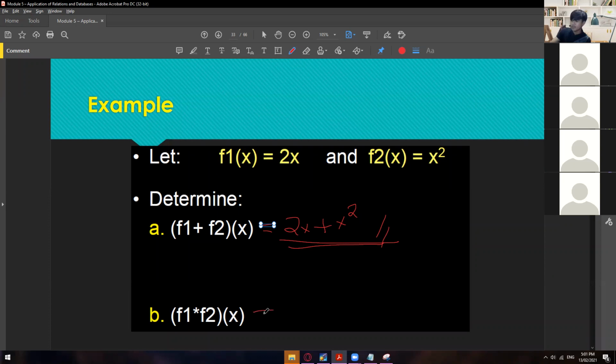Moving on to the next one, we have here f1 times f2. So 2x times, what is your f2? x squared. So times x squared. You can still simplify this one, so you will arrive at 2x cubed. So are we correct on this one? Can we still simplify this one, or is this not the final form?